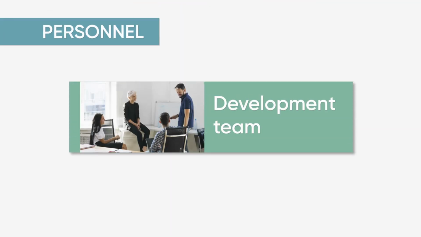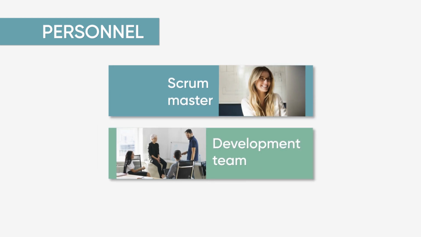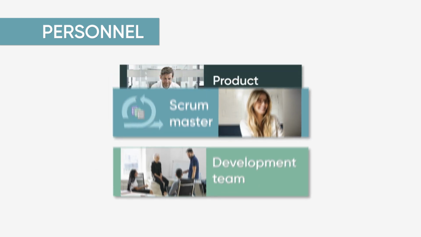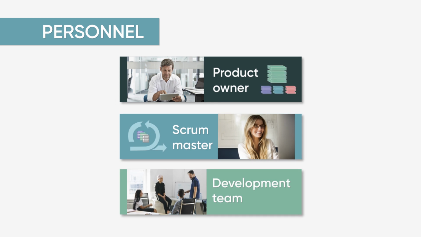Personnel. Developers are organized in Agile groups, led by a Scrum Master who oversees the implementation of stories in a sprint. The product owner manages the product and release backlogs.